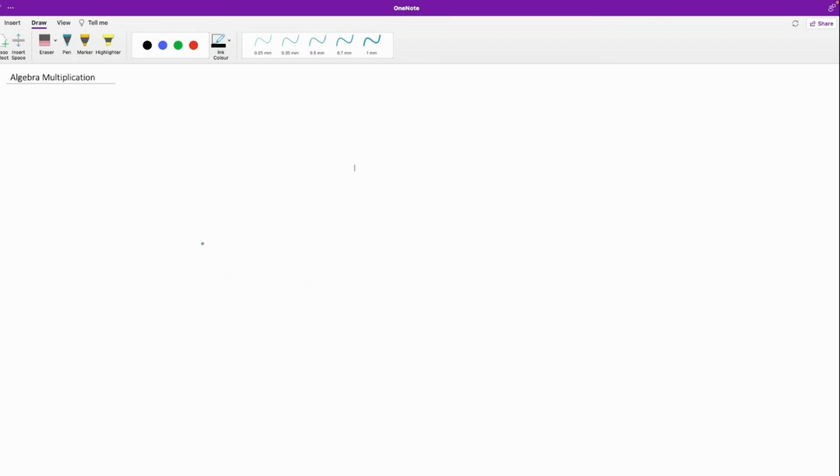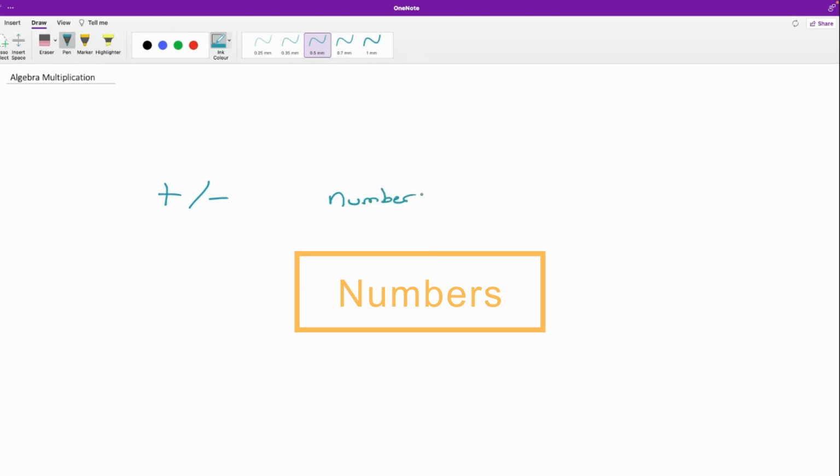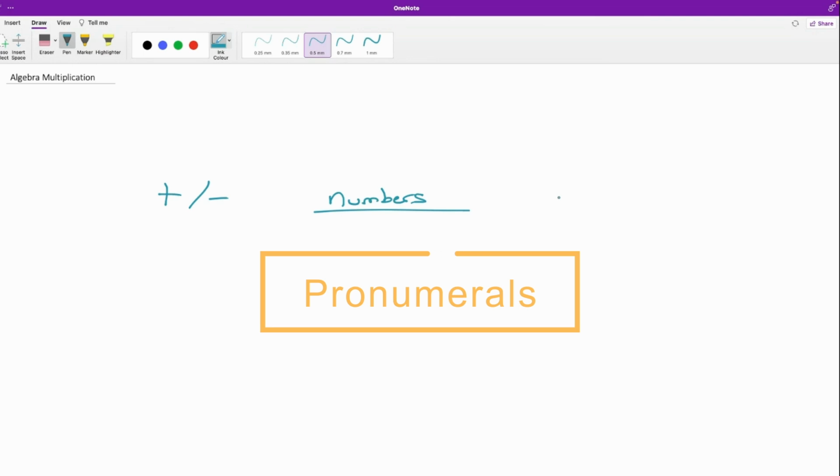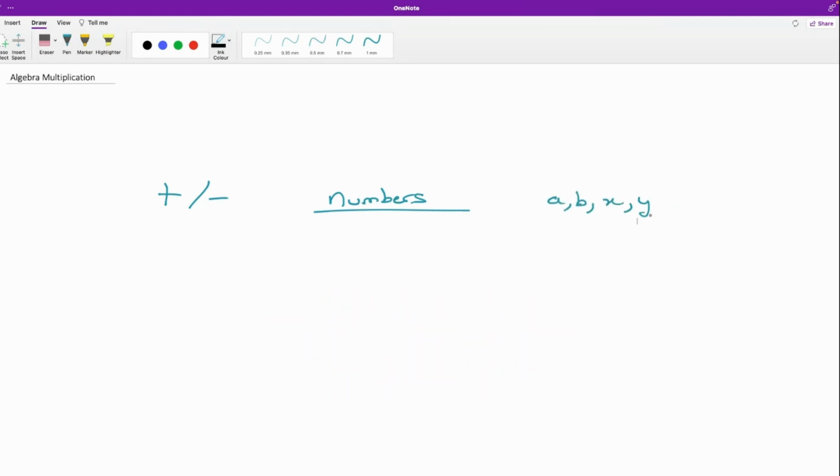Now, a key trick to improve your accuracy in getting questions right is to break multiplication questions down into 3 main parts. The first is to look at the sign. So are you dealing with positives or negatives? The second is to look at the numbers. And the third is to look at the pronumerals. So for example, a, b, x, y, etc. Now let's put this into practice by doing some example run-through questions.